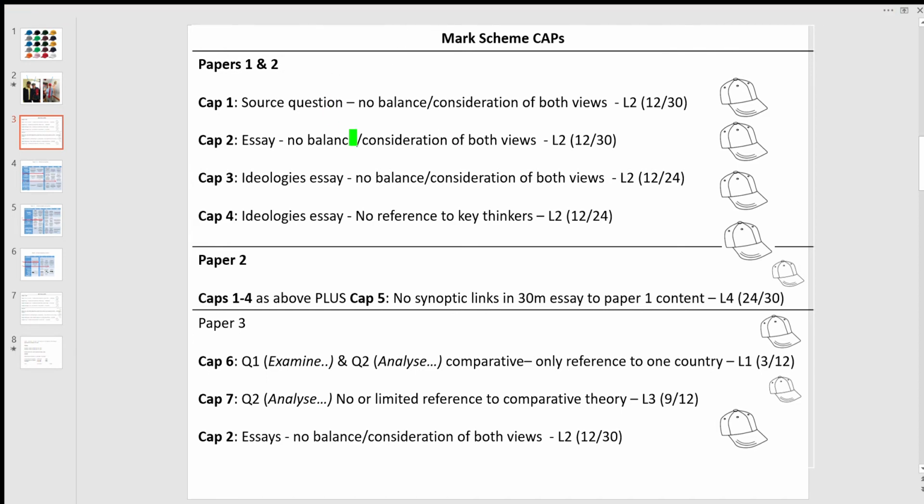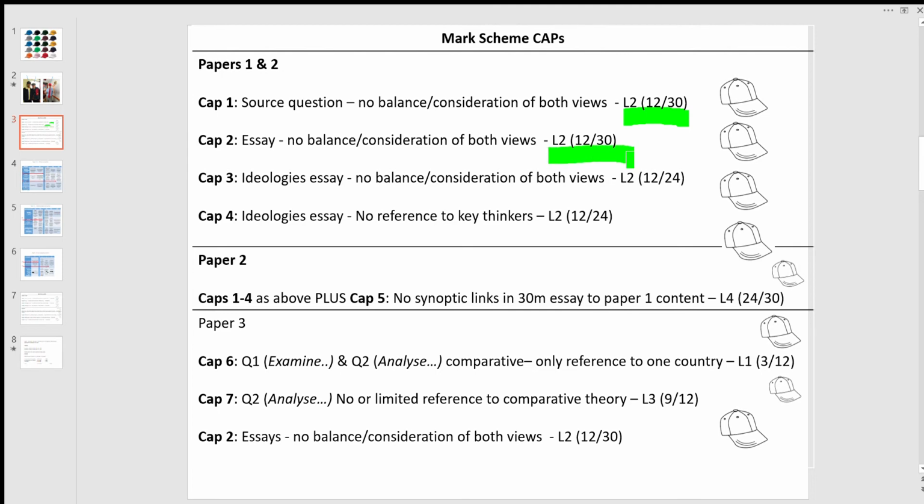is on papers 1 and 2 in the source question. If you have no balance or consideration of both views, you're going to be capped at level 2, less than half marks of the 30, 12 out of 30. This idea of balance is also in cap 2 as well. But in the source question, no balance or consideration of both views, you're capped at level 2.